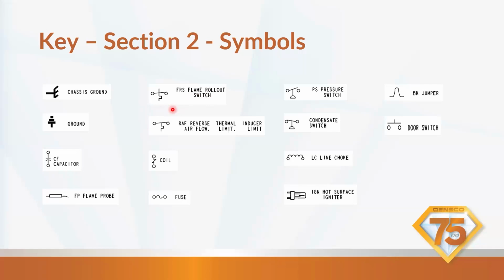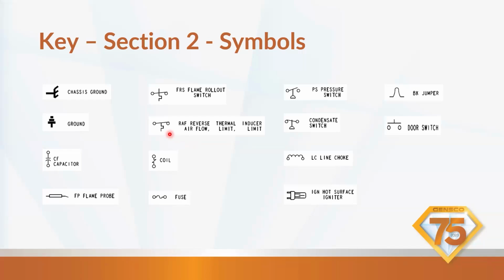Not all rollouts are going to have a button on them. Some will reset themselves. Some of them will trip and never reset. But if they have a resettable button on top, you're going to have that little bar on top there. If they don't, so just a self-resetting switch, you're going to see that it looks like this. We're just going to have that dangly little box hanging from there. And that could be a reverse airflow limit, a thermal limit, an inducer limit, any type of temperature limit. It's going to have that shape, and that's pretty much universal across the board.